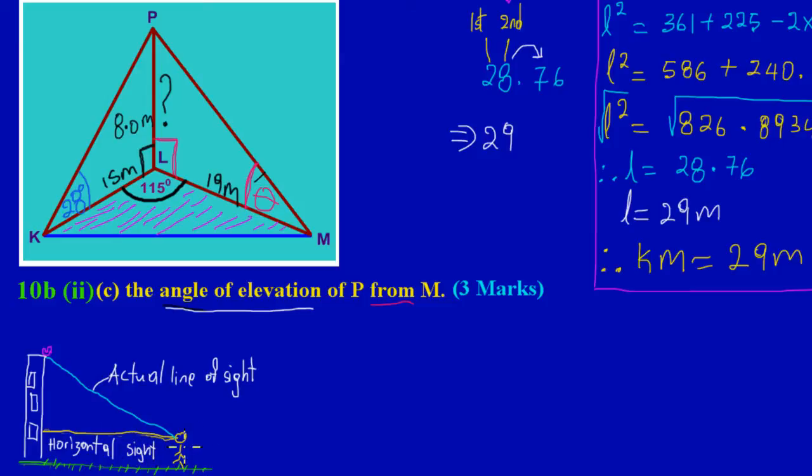Alright, now what we're saying is, Jack is on the ground and he's looking above at the top of the building. Now what do we mean by the angle of elevation? When standing below and you're looking above, that angle formed between the actual line of sight and the horizontal line of sight is called the angle of elevation. So this angle here that I've marked between the actual line of sight and the horizontal line of sight is what we refer to as the angle of elevation.